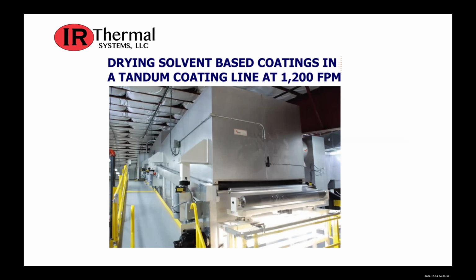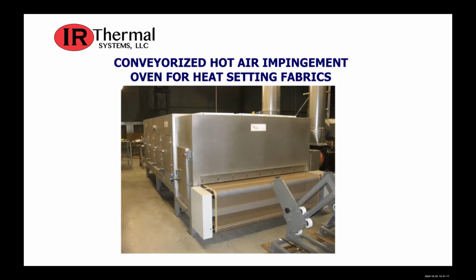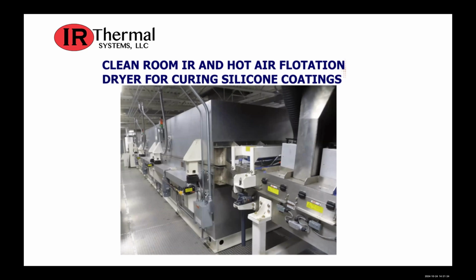I want to finish out the presentation with just some pictures of some of the dryer systems that we've developed over the years. This one here on the screen is drying a solvent-based coating process in a tandem coating line at 1,200 feet per minute. Here's a conveyorized hot air impingement oven for heat setting fabrics. This one is a clean room infrared and hot air flotation dryer for curing silicone coatings.